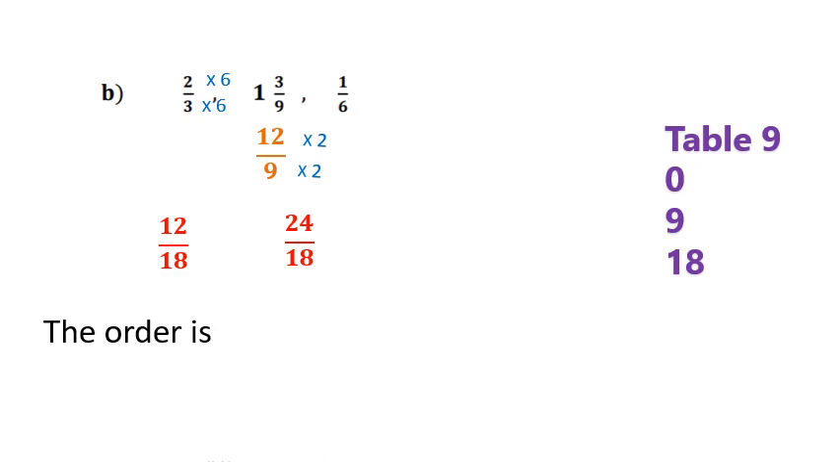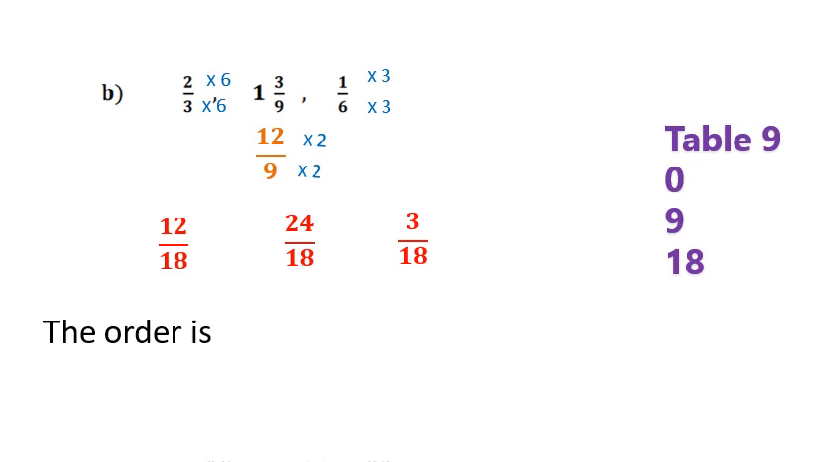The last one, 1 out of 6. 6 wants to become 18. What shall I do? I will multiply 6 by 3. As I do in the denominator, I will do in the numerator, 1 times 3. That means the answer will be 3 out of 18. Here, I made all the denominators the same.